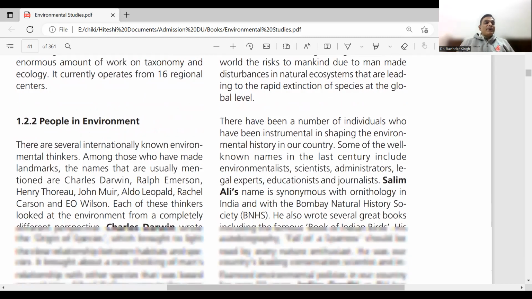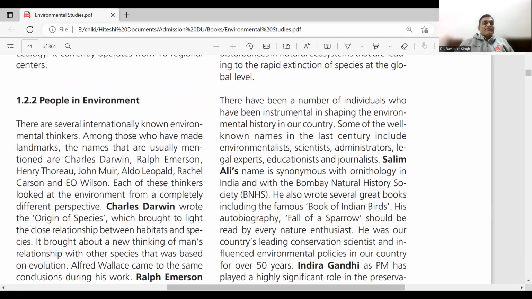Next heading is People in Environment. There are several internationally known environmental thinkers. Among those who have made landmarks, the names that are usually mentioned are Charles Darwin, Ralph Emerson, Henry Thoreau, John Muir, Aldo Leopold, Rachel Carson, and E.O. Wilson. Each of these thinkers looked at the environment from a completely different perspective.